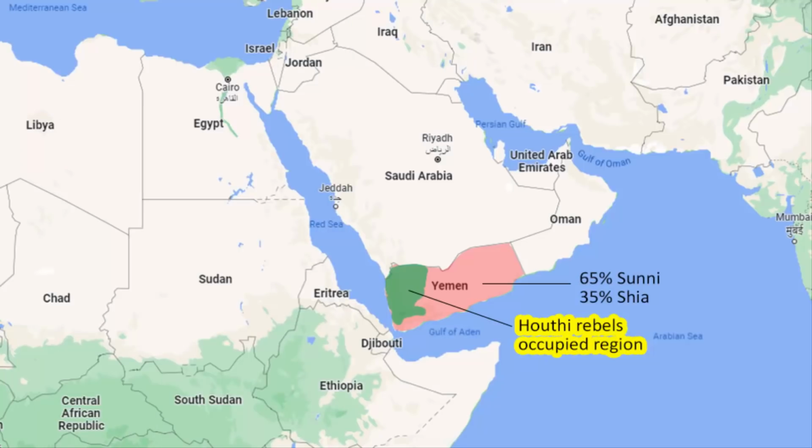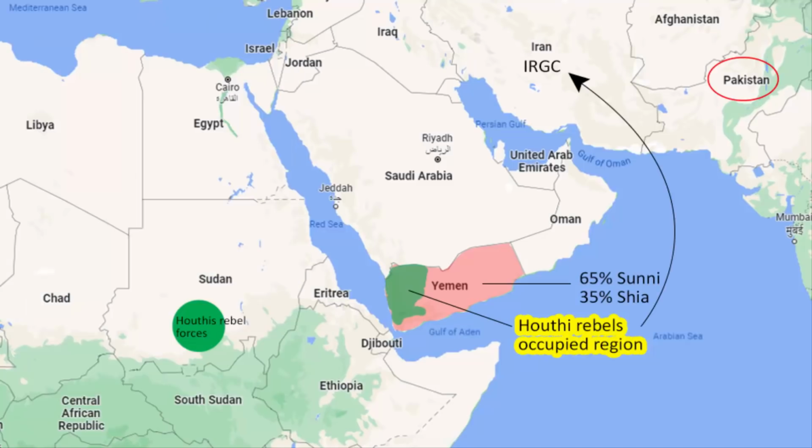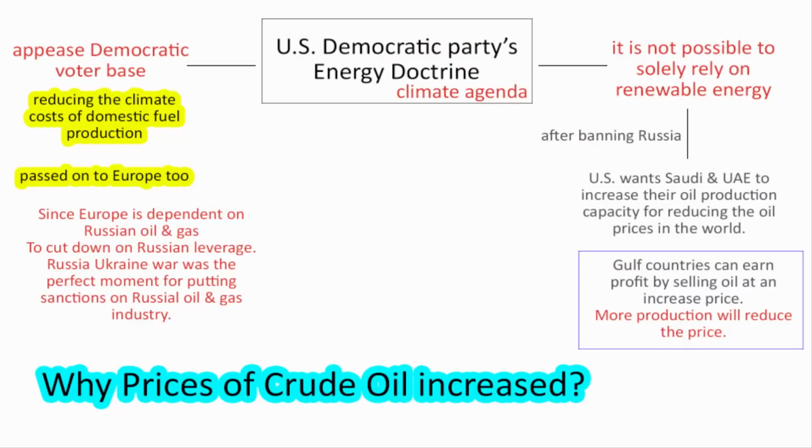After the United States withdrawal, Saudi Arabia's security situation has become weak. These Houthi rebel forces are Iran's proxy forces. Even Pakistan is involved in this. Iran recruits many Pakistani Shia men and trains them to fight against the Saudis in Yemen. Anyways, this topic requires a separate video. So in a nutshell, if you want to know why the prices of fuel and crude oil have increased in this entire world, it is because of the United States' environment policy.